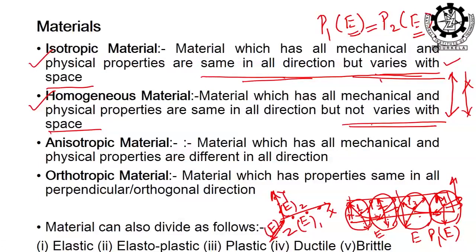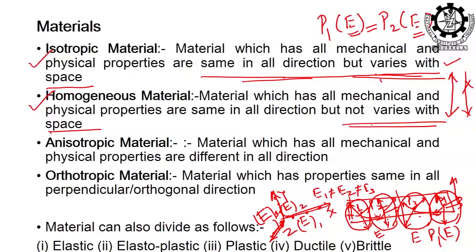Let us call them E1, E2 and E3. This is Z, sorry. So it is E3. Now, E1 along x, E2 along y and E3 along z are each the same within their direction, but E1 is not equal to E2, and E3 is not equal to E2. Likewise, the three are not equal, but E1 is the same in all directions. So they change directionally, or orthogonally: a material has properties the same in all perpendicular or orthogonal directions.